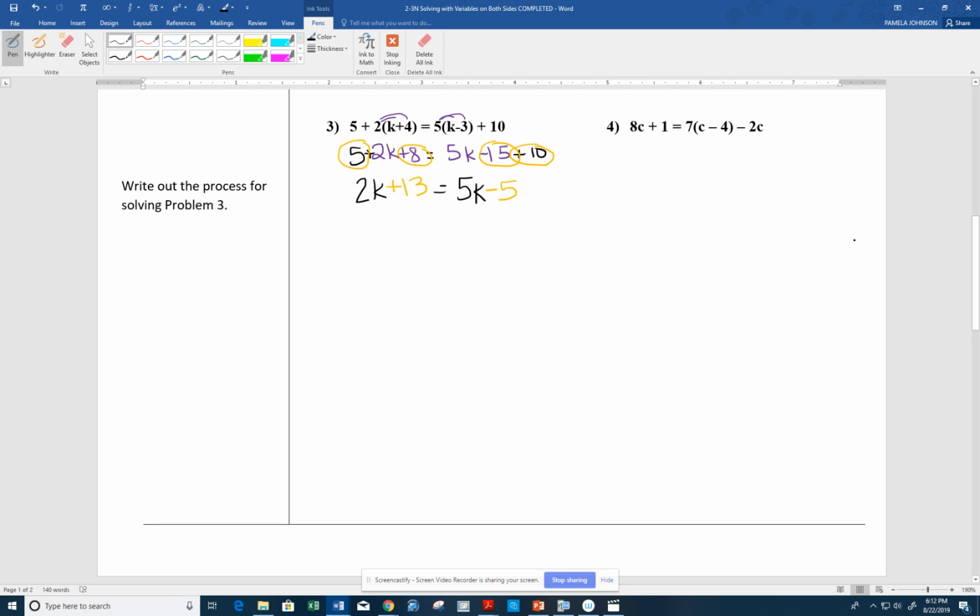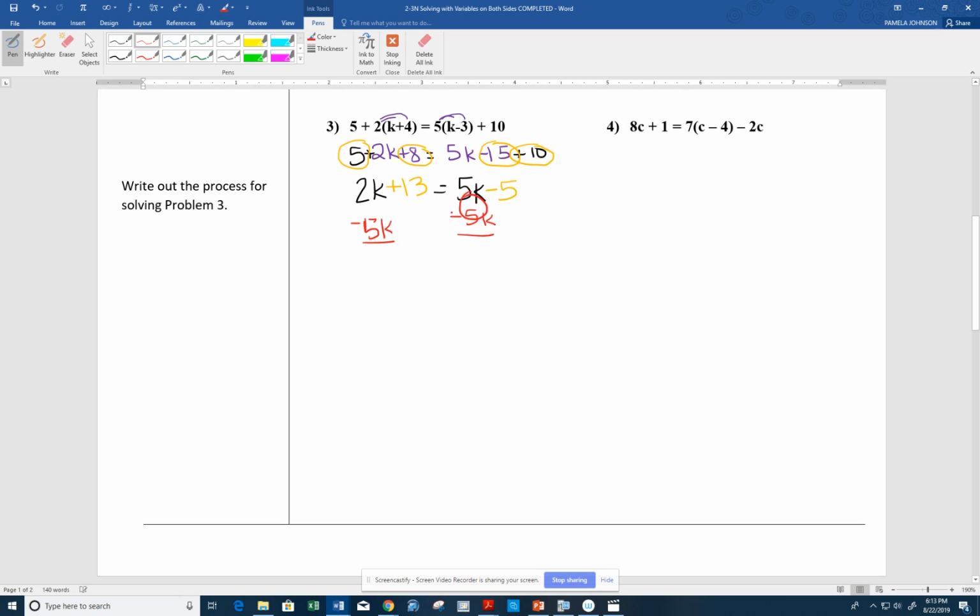All right. Now we're down to basically a 2-step equation. Well, 3-step equation. We need to take one of the k's and move it to the other side, and then one of the constants and move it to the opposite side. So let's take 5k. I'm partial to moving all the variables to the left, but you can move them to the right as well. It does not matter.